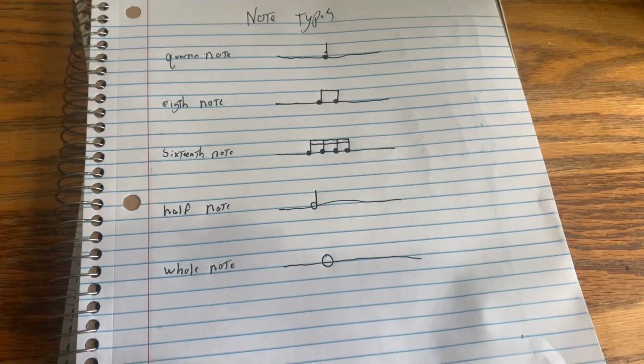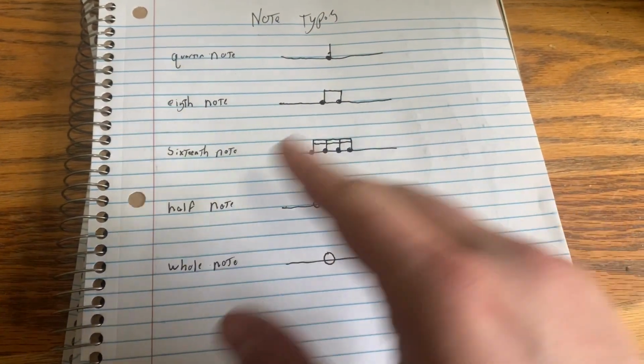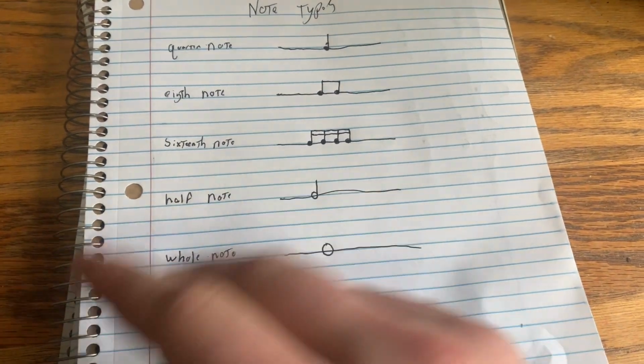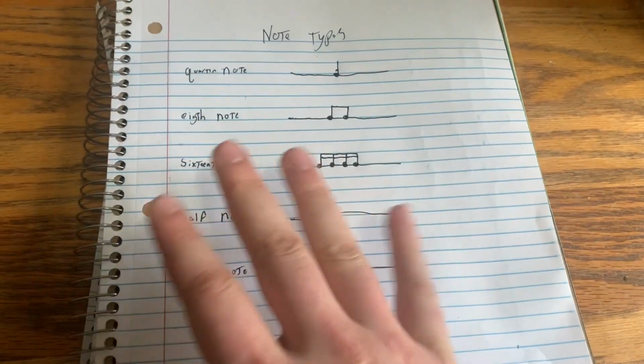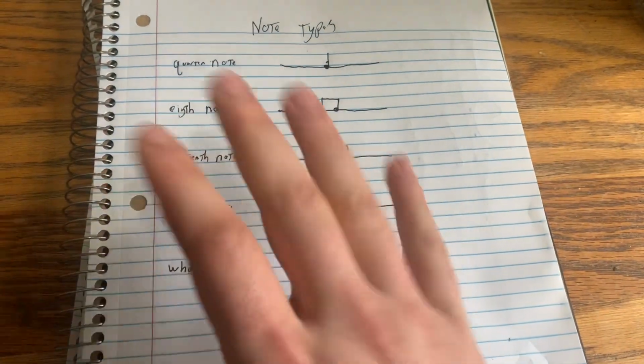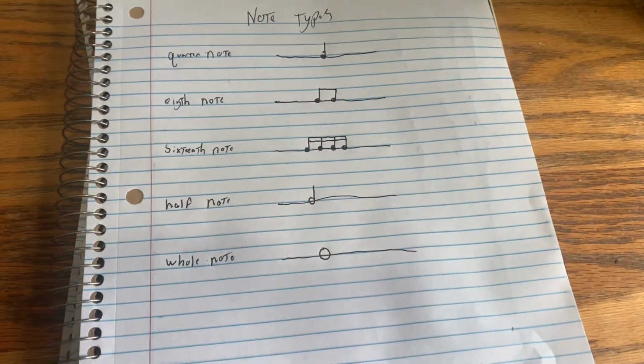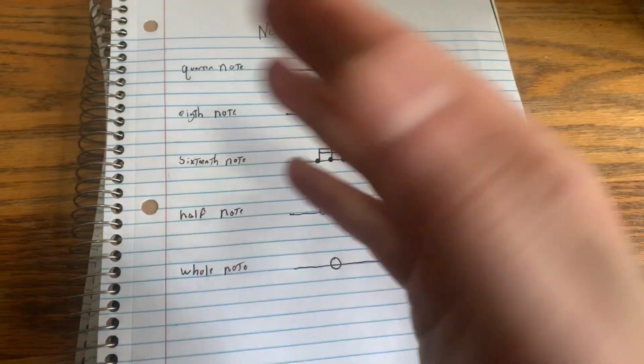Good job. Now we're going to be moving on to the half note. A half note makes half a measure. So you'd only be clapping 1, 3. Count with me. 1, 3.